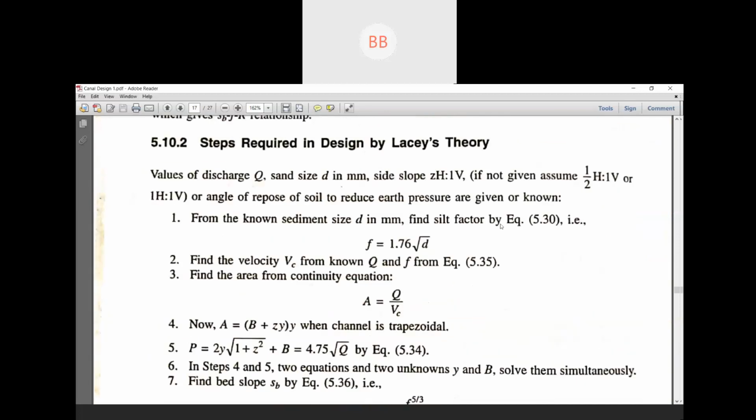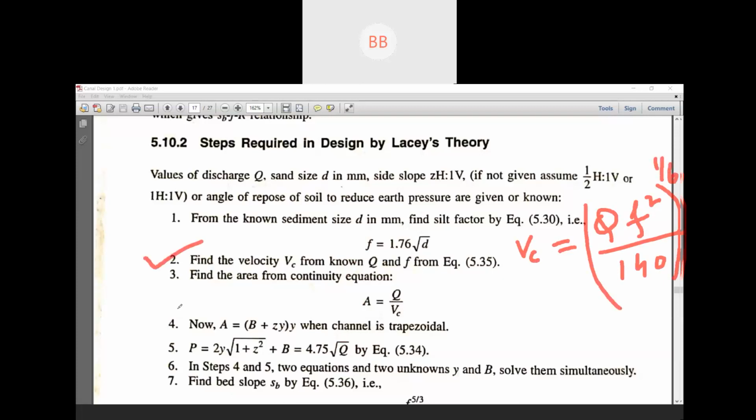So in the first step we have calculated the silt factor. In the second step we find out the velocity by using this equation, (Q f square divided by 140) to the power 1 by 6. This is our second step. Third step, we need to find out the area, that is Q divided by velocity, which is known to all of you. Then we are going to use the area expression for a trapezoidal channel.